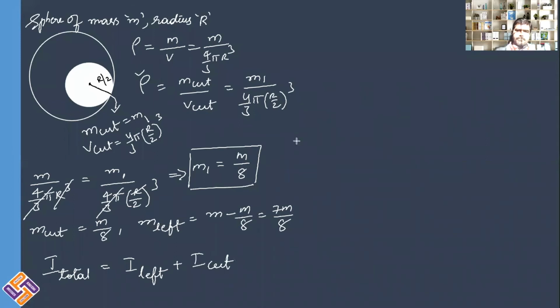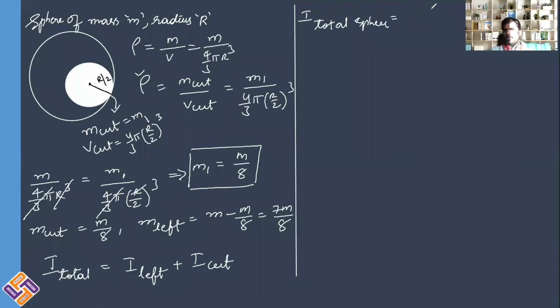Same procedure. Now the moment of inertia of the cut portion I should calculate. Moment of inertia of the total sphere, you know, it is 2 by 5 m r square. And the moment of inertia of the cut portion I want to calculate. For that I will use the parallel axis theorem. Now in order to use the parallel axis theorem, remember that this is one axis. Let me consider it as A, and this is another axis. Let me consider it as B.